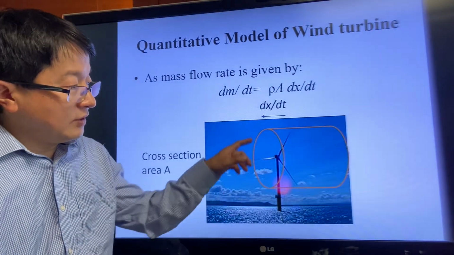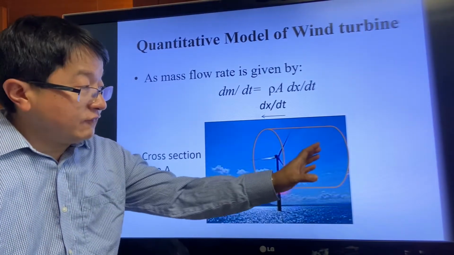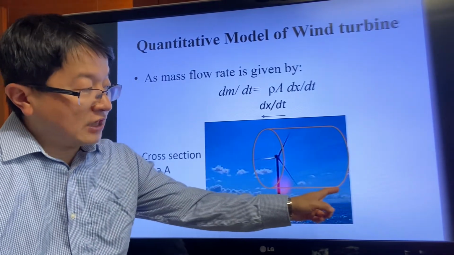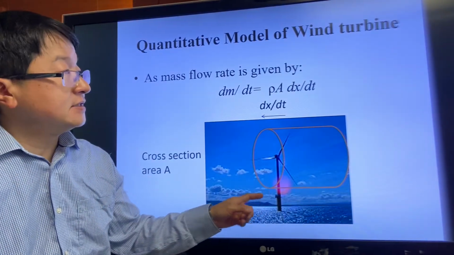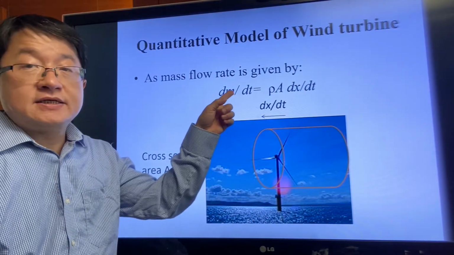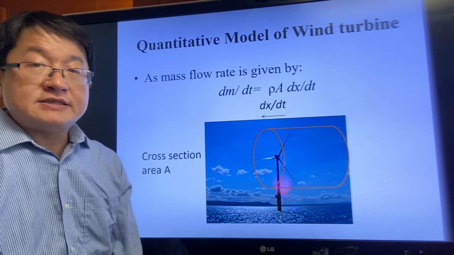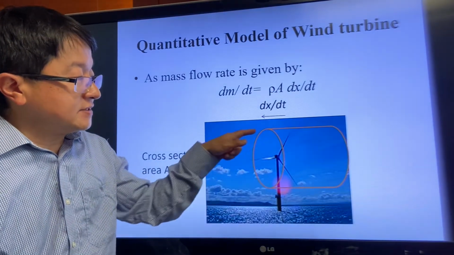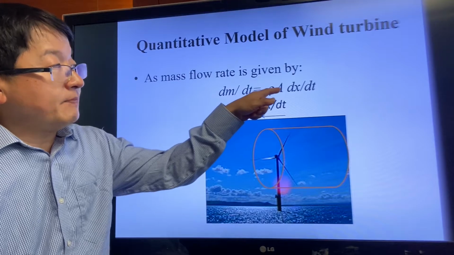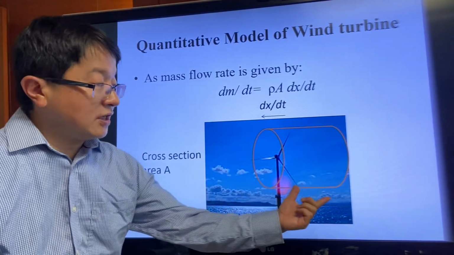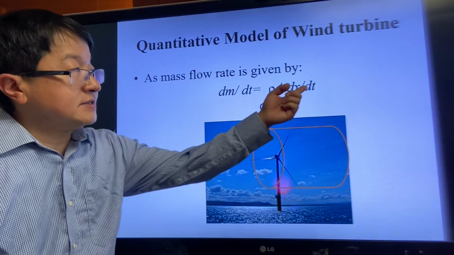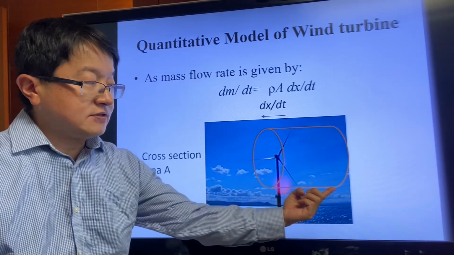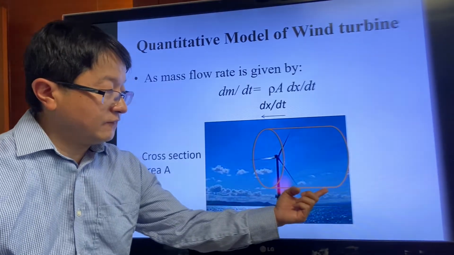So imagine we have a cylinder of air traveling through the wind blade. In a time t, the wind travels a distance x. So dm/dt, the change in mass over time, where mass is equal to density multiplied by the area of this circle multiplied by dx, the distance traveled by the air within this delta t period. So dx/dt is in fact the velocity of the wind during this period of time.